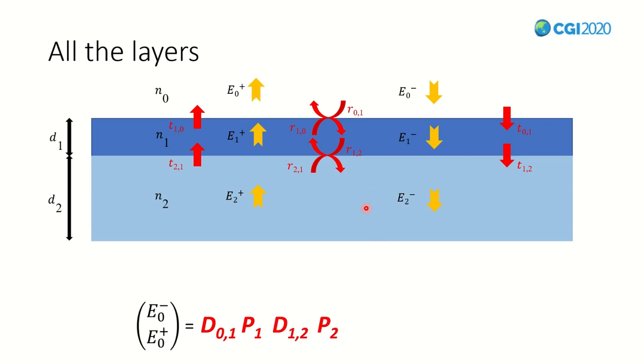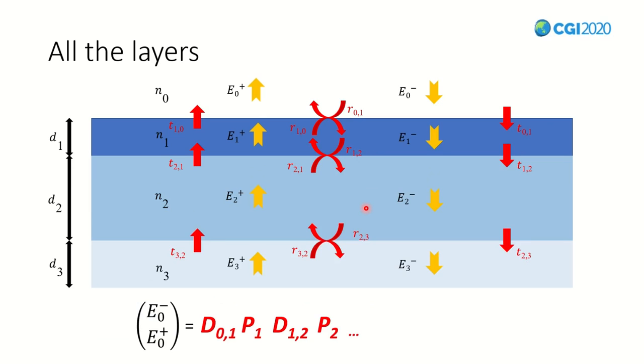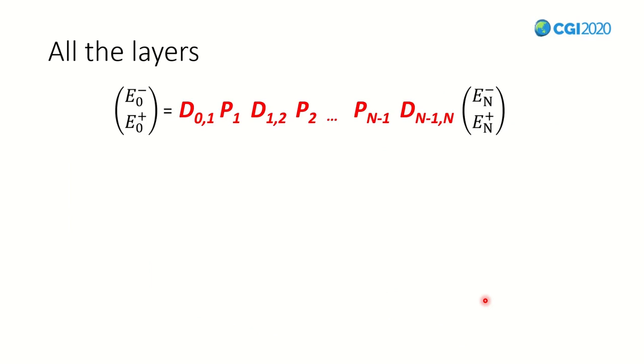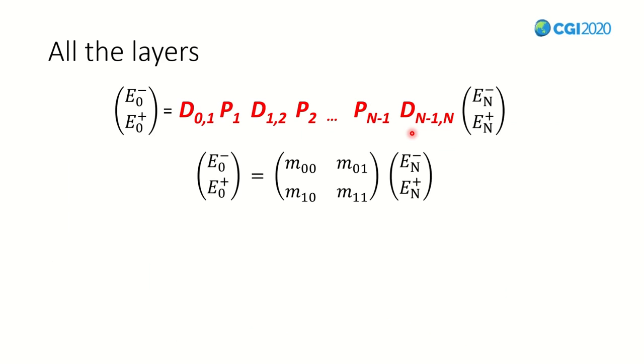So D12 P2, etc., etc., till it reaches the last thin film layer, which is propagated through, so Pn minus 1. And finally, the interface between the last thin film layer and the substrate, Dn minus 1 n. And this is a wave in our substrate. This expression right here only involves a multiplication of 2x2 matrices. So we can write that as a general form in a global 2x2 matrix.